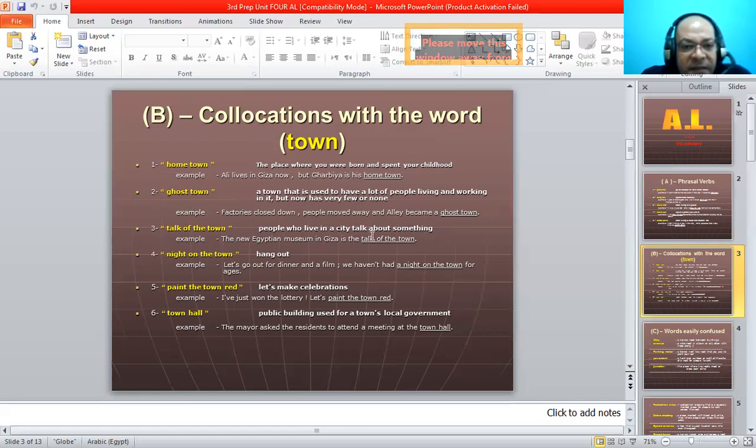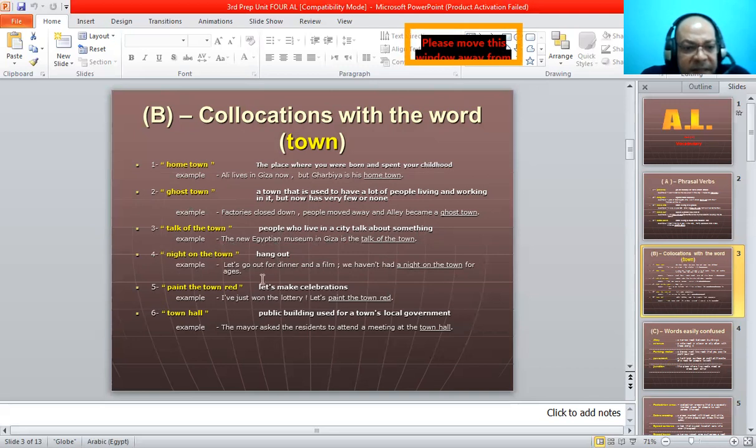Number 3, talk of the town. People who live in a city talk about something. اللي احنا بنقول عليه حديث المدينة, حديث الساعة. The new Egyptian museum in Giza is the talk of the town. المتحف المصري.